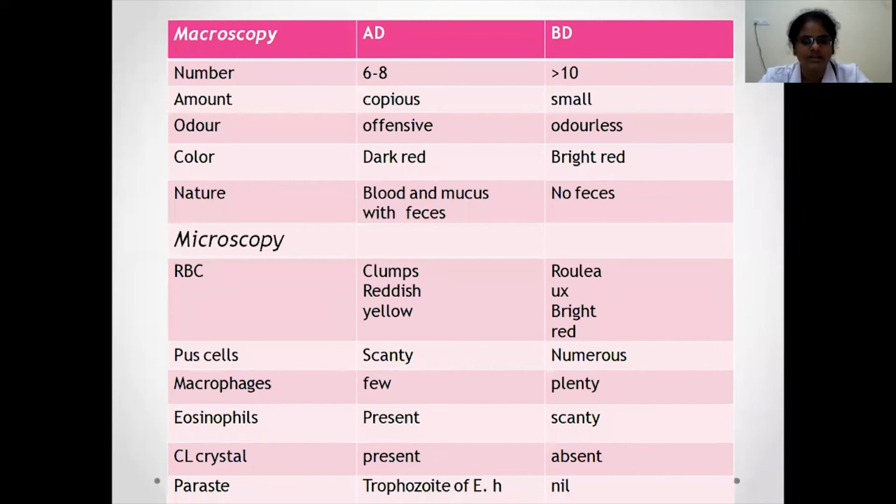The other important thing is, pus cells are scanty in amoebic dysentery, while numerous in bacillary dysentery. And Charcot-Leyden crystals are present in amoebic dysentery and absent in bacillary dysentery. In stool examination, you can see the trophozoites or the tetranucleate cyst. Here, you will not have the trophozoites or the cysts.